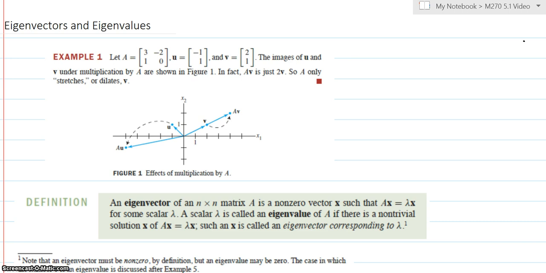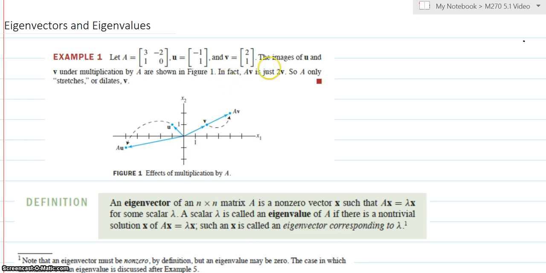Today in this video, before we go over the definition, which is below, let's look at example 1 as a motivation to what an eigenvalue or an eigenvector looks like. Example 1 says, let A be the following matrix, and they give you two vectors, u and v. The image of u and v under multiplication by A are shown in figure 1. And they talk about Av.